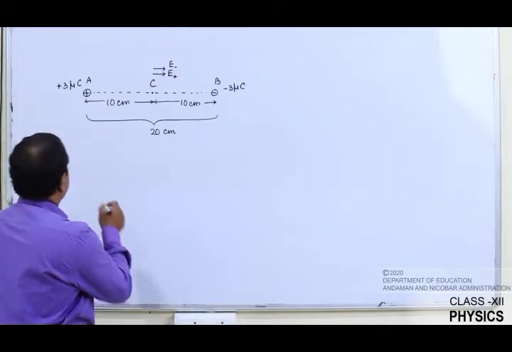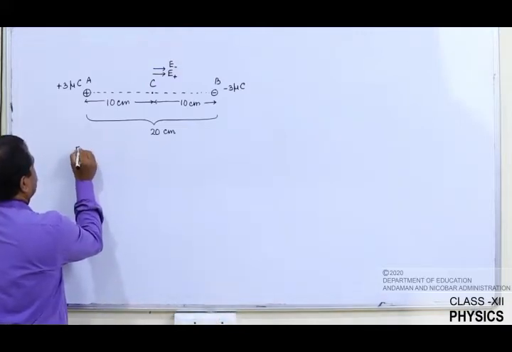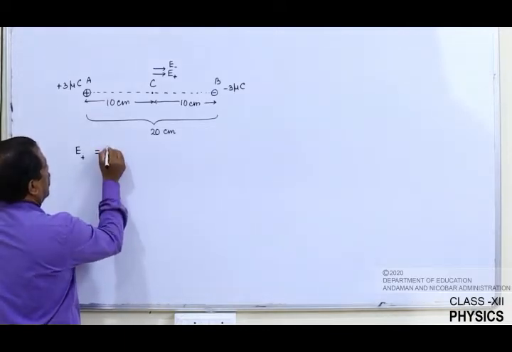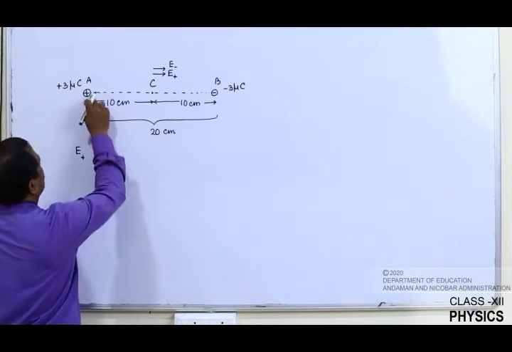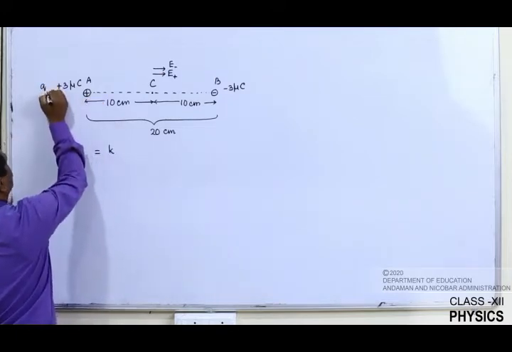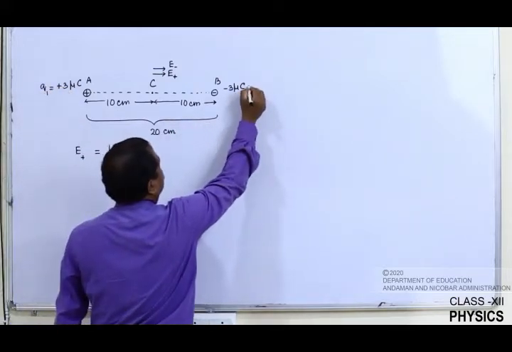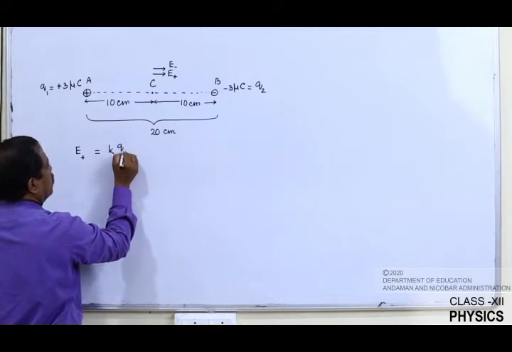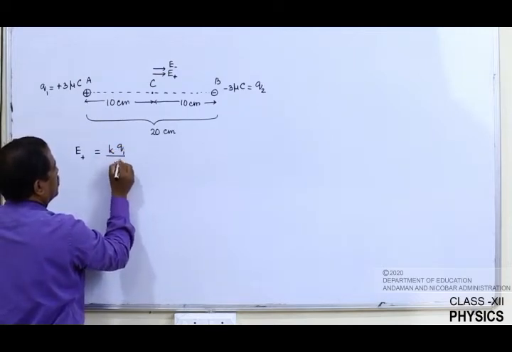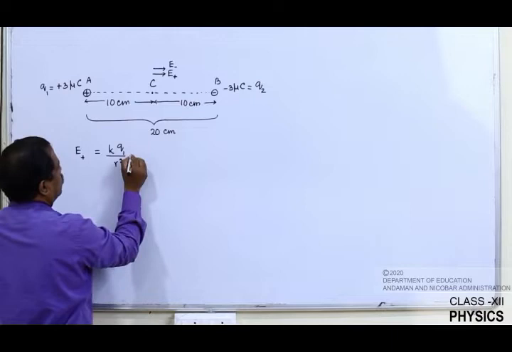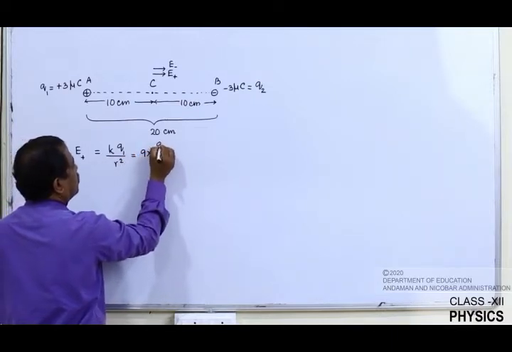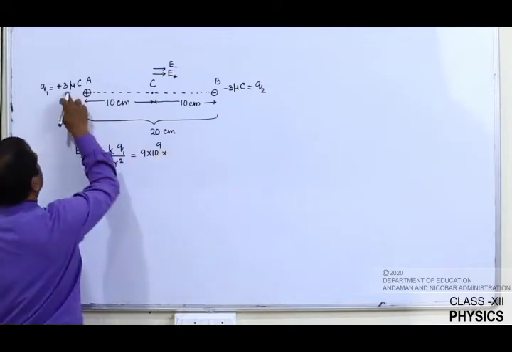In that case, E plus, the electric field due to the positive charge, will be equal to, I know that expression we have already studied, K into the charge. Let me say this is Q1, and let's say that this is charge Q2. So K into Q1 divided by distance square, which works out to be K, the value we know, 9 into 10 power 9, into Q1, which is 3 microcoulomb.